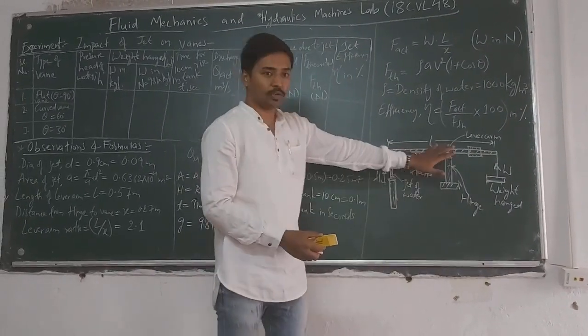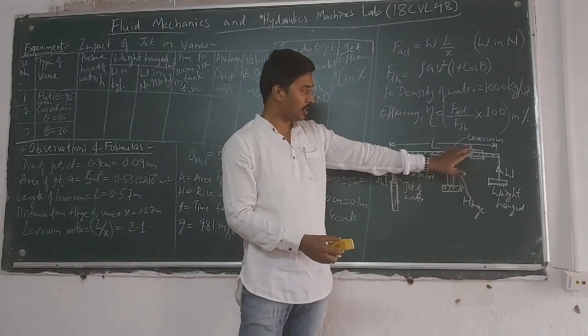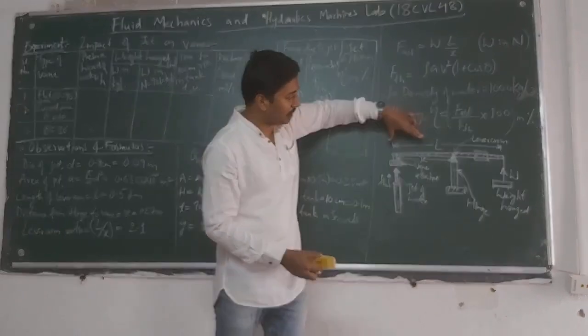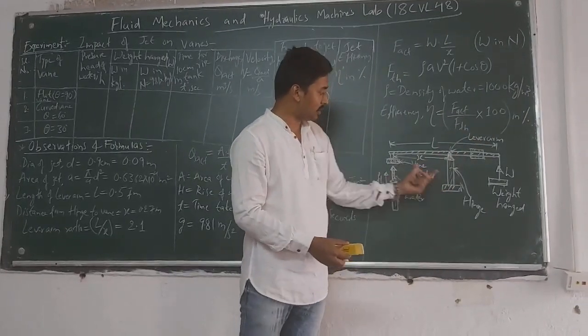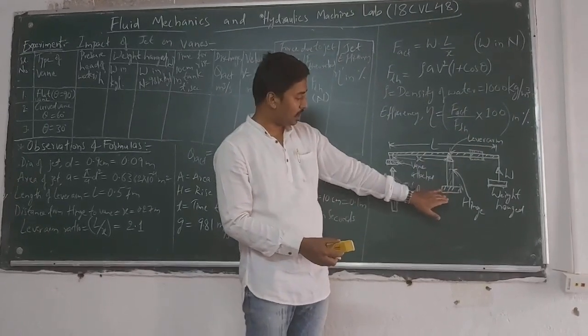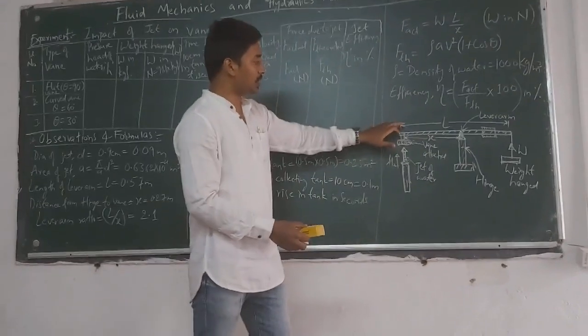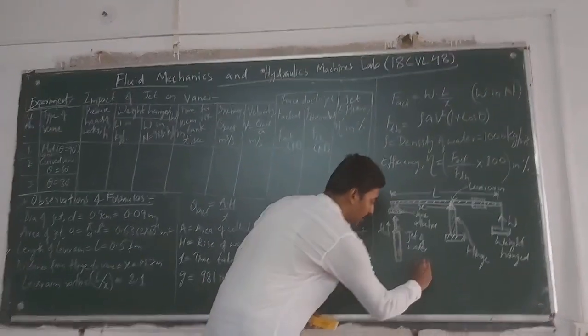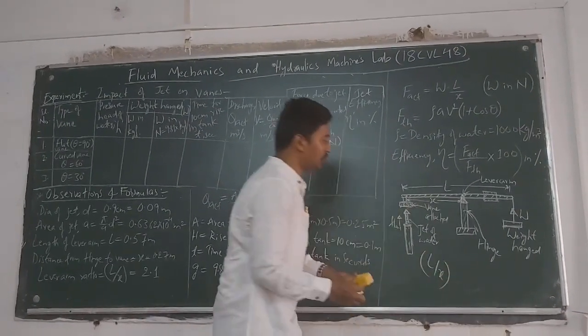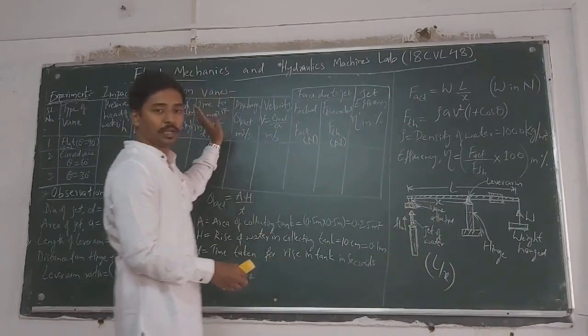There are two different values which will be taken into observation. One is the length of the lever arm as L, the total length, and this distance x is the distance between the hinge and the impact, that is, hinge to the vane. So these are the two values, L and x. Your L by x will be the ratio of the lever arm. That will be used in the calculation part.